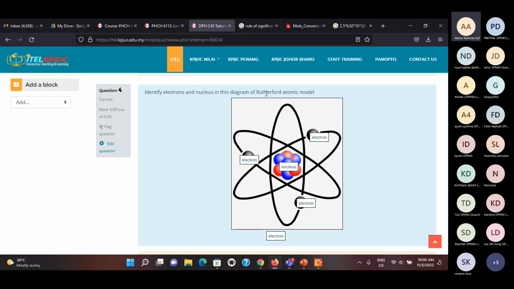Okay, but from this diagram there are 3 black circles circling the nucleus. So what are those? The answer is electrons. And in the middle is the nucleus. Okay, so electrons move freely around the nucleus.